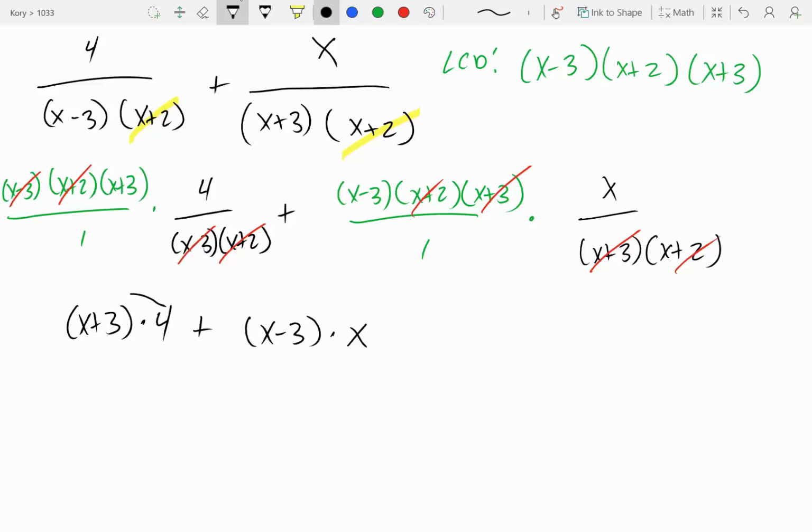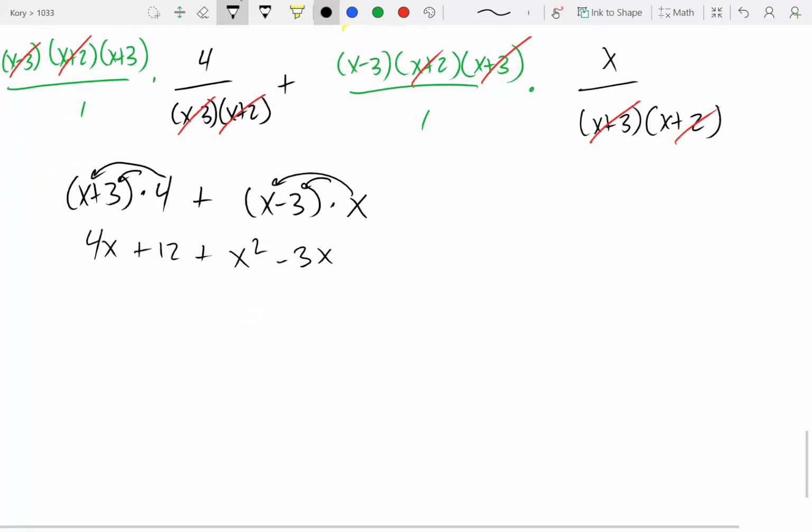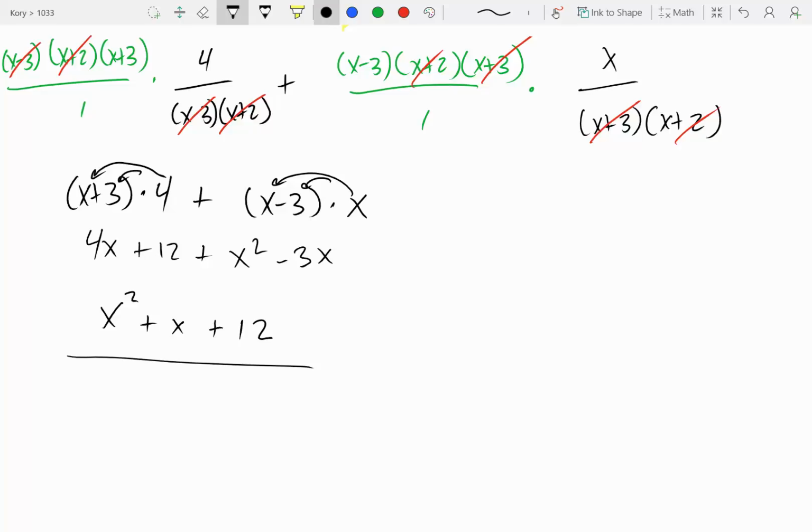We're going to distribute. So we have 4 times x is 4x, 4 times 3 is 12, plus x times x is x squared, x times negative 3 is negative 3x. Let's combine like terms and put it in order. So we have x squared plus x plus 12. And that's all over our denominator of (x minus 3)(x plus 2)(x plus 3).